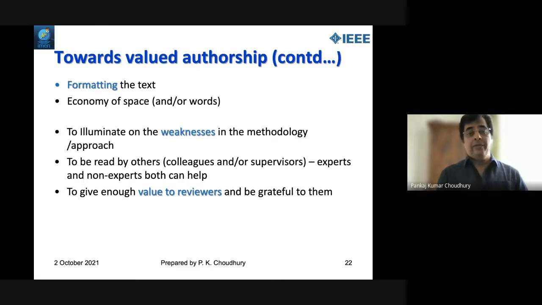Further, give enough value to the reviewers, and one must be grateful to them. Of course, the reviewers are not God. They may be wrong as well.